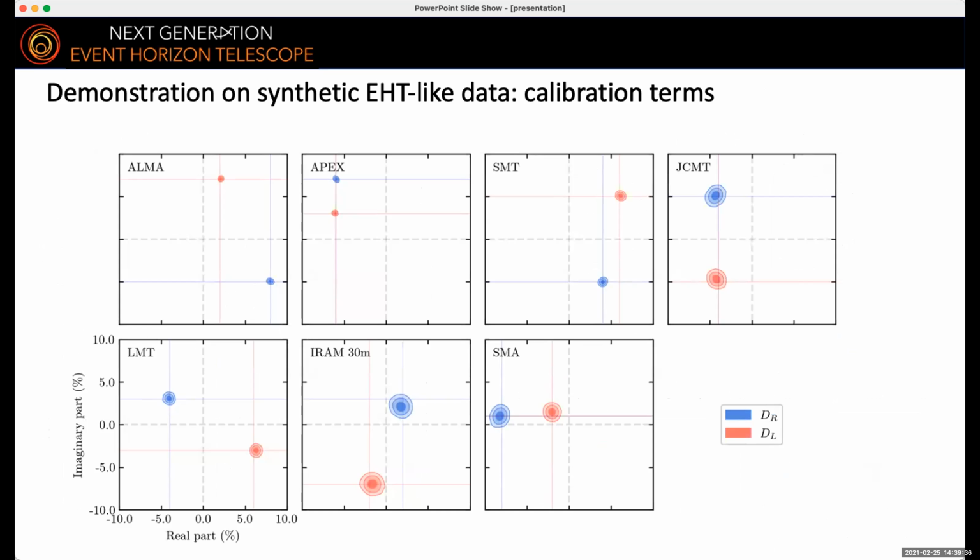And lest we forget, DMC is also solving for the calibration quantities at the same time as it solves for the image structure. Here are the leakage posteriors shown in these contours for all stations compared against their truth values shown as the red and blue crosshairs. So this really just provides yet another check that DMC seems to be doing the right thing.